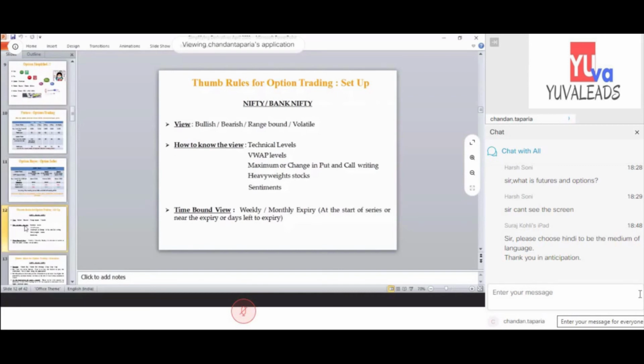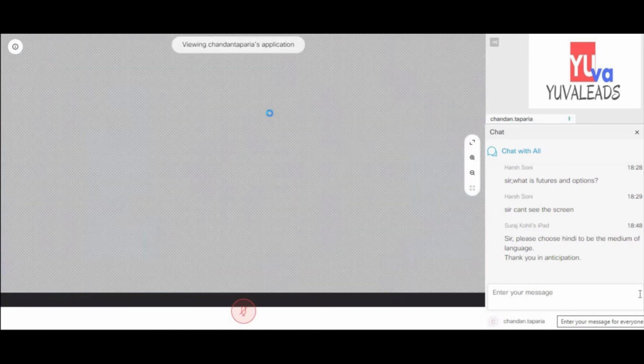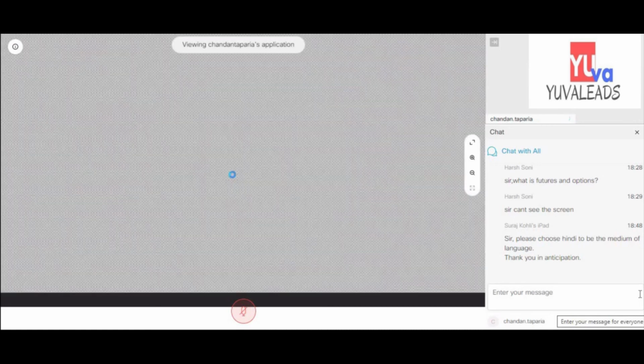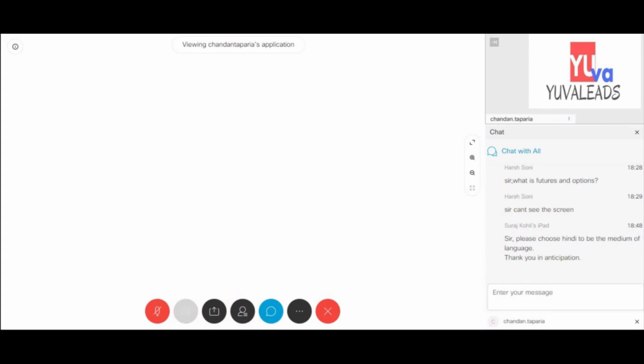Now I'm looking at the next part. After finding out the setup, the execution is important. First, regarding the setup, we started with the difference between derivatives markets, options versus futures. Then we discussed the difference between buying in the cash market versus futures and options.